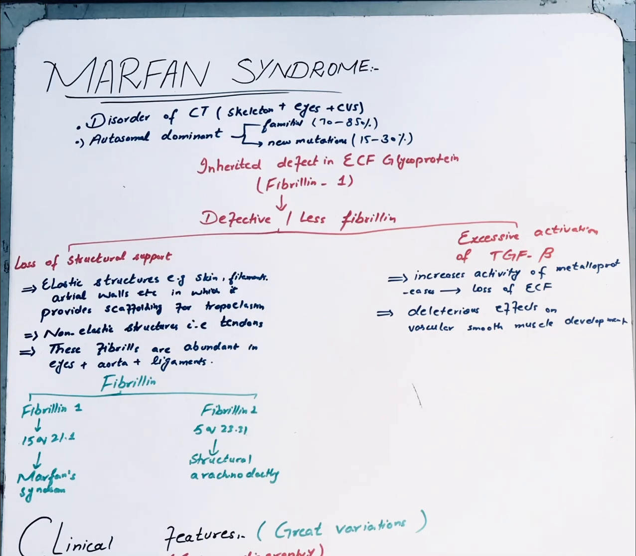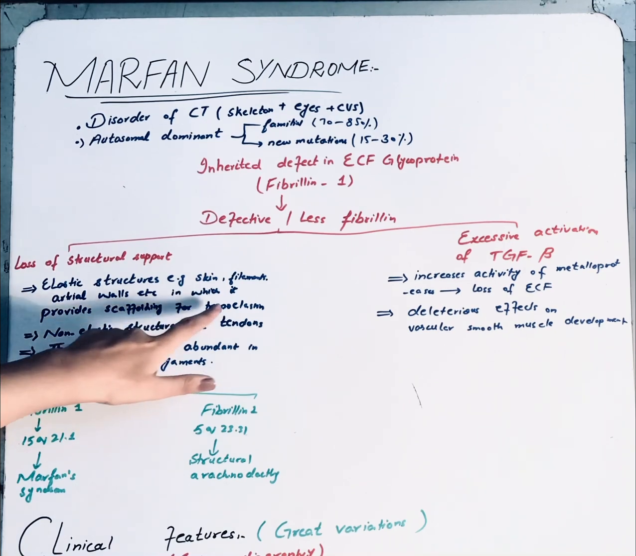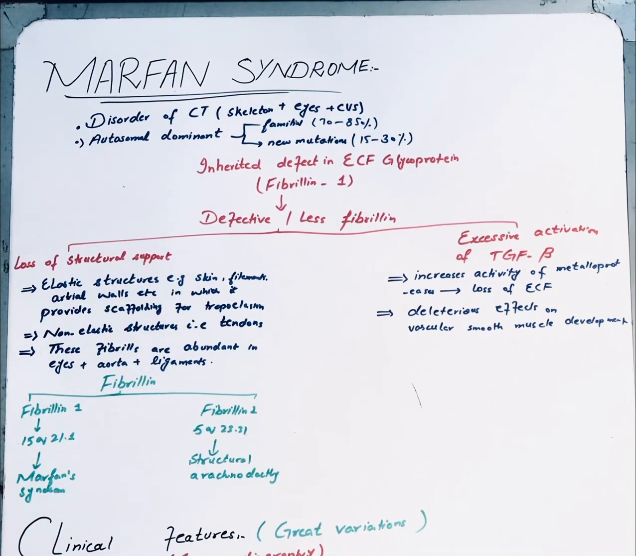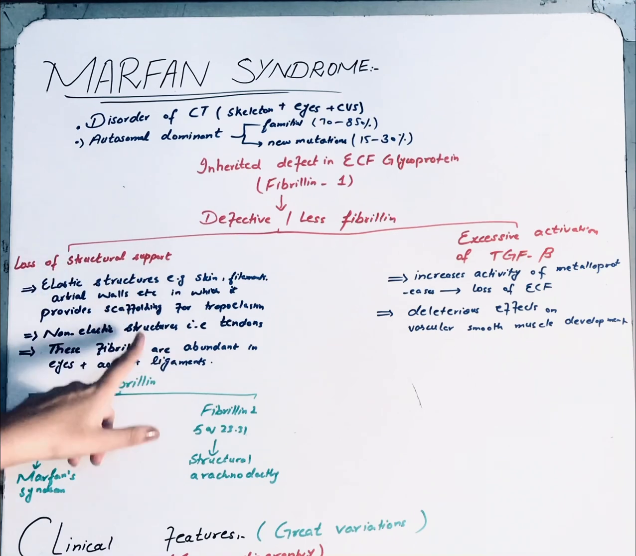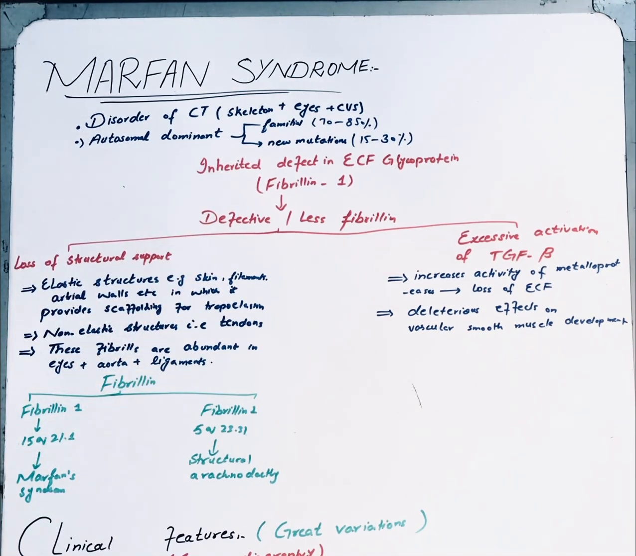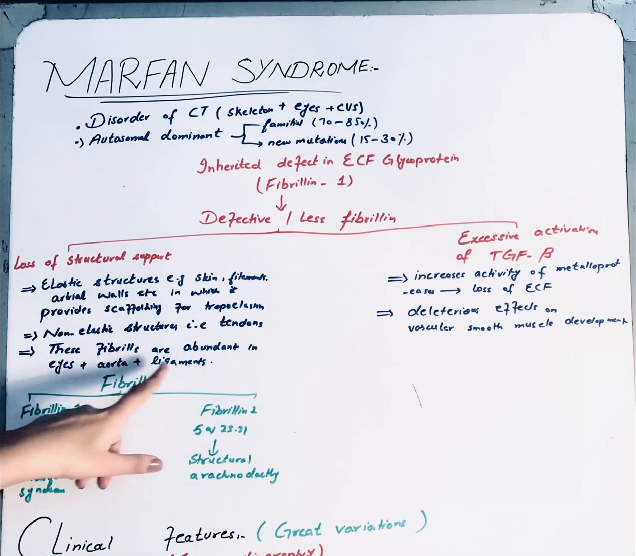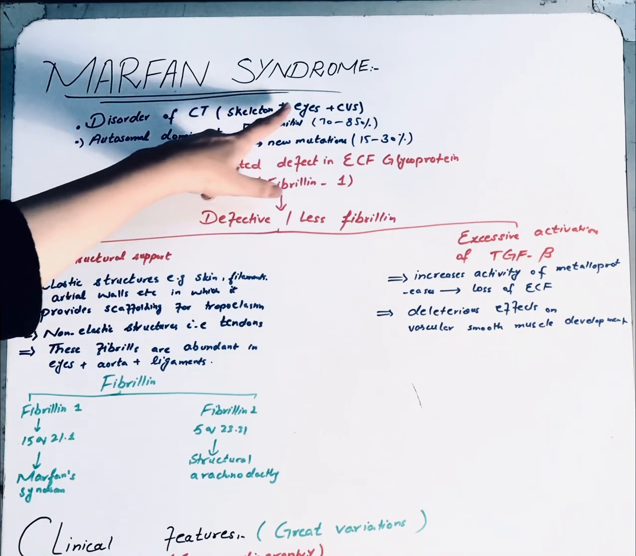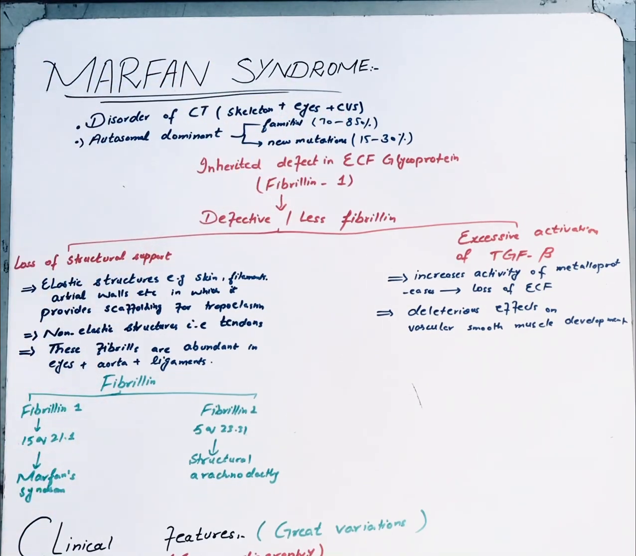It is present in elastic structures as well as in non-elastic structures. In elastic structures, it provides scaffolding for tropoelastin. Now, the tropoelastin will come and join with this fibrillin and will provide elasticity there. And we know our elastic tissues include skin, ligaments, arterial walls, and non-elastic structures include tendons. In both of these tissues, it provides support, and that's why its deficiency causes loss of structural support in our extracellular matrix. These fibrillins are abundant in eyes, aorta and ligaments. That's why it mainly affects our eyes, cardiovascular system and skeletal system.